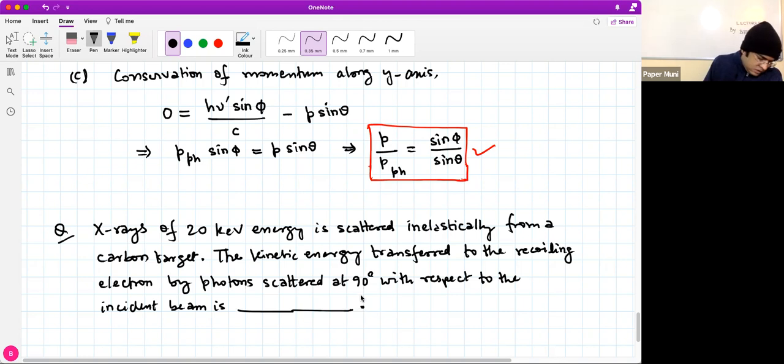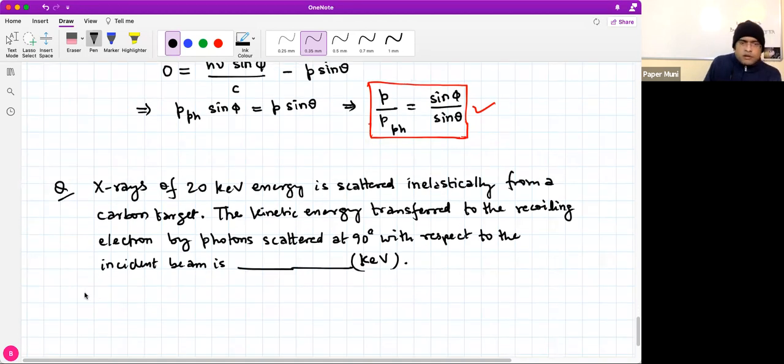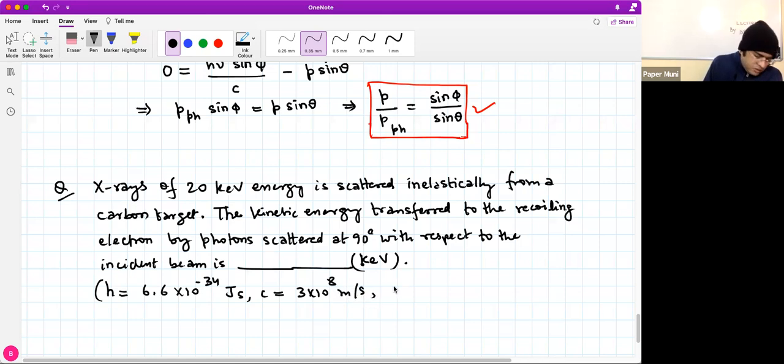The unit in the options is given in keV. There are values given to you. H is given as Planck's constant, 6.6 into 10 to the power minus 34. Now, when you do a numerical problem like this, if the values are given to you, try to use those values, because they keep the numerical answer within the decided range. If you use whatever we know, it might happen that the answer goes out of range.